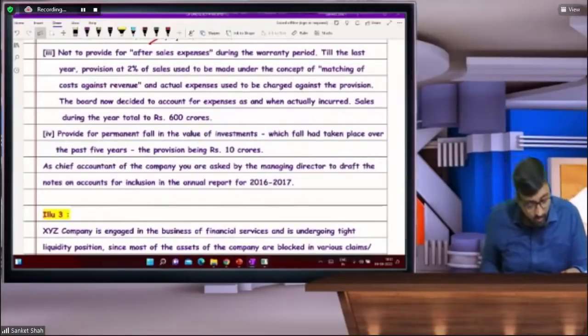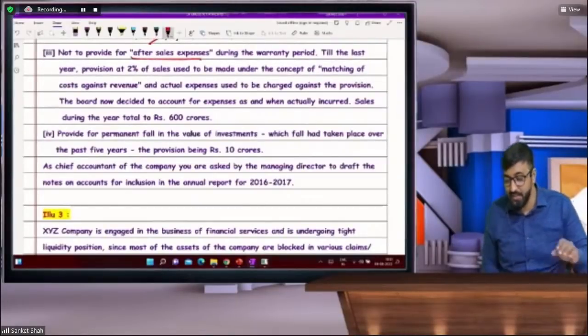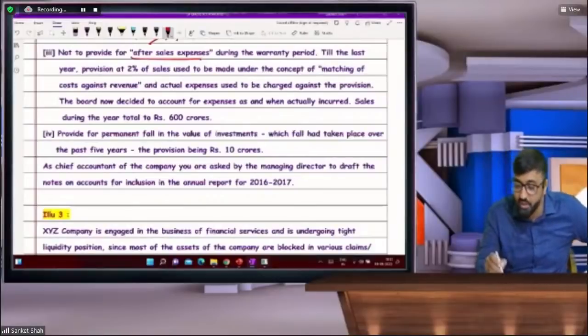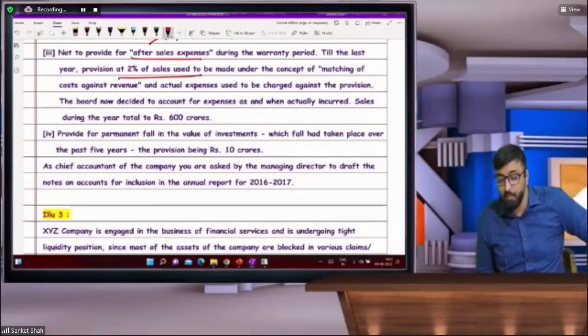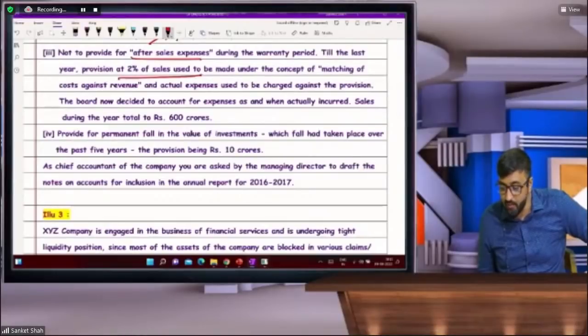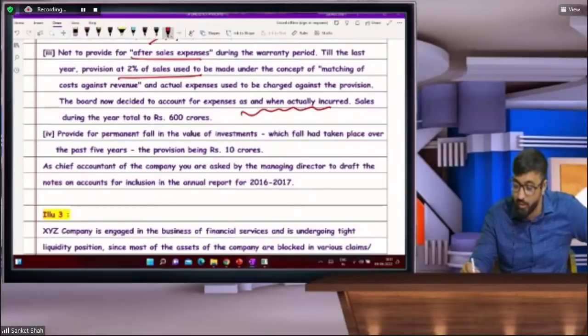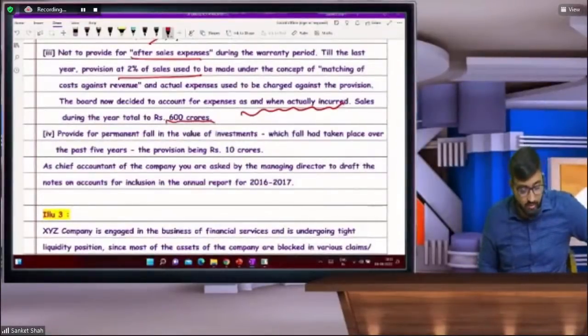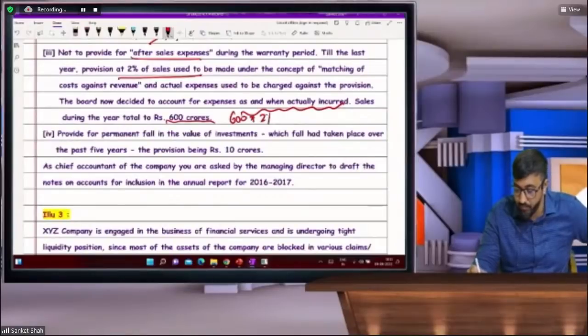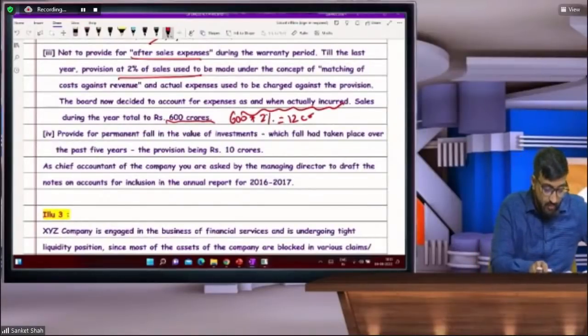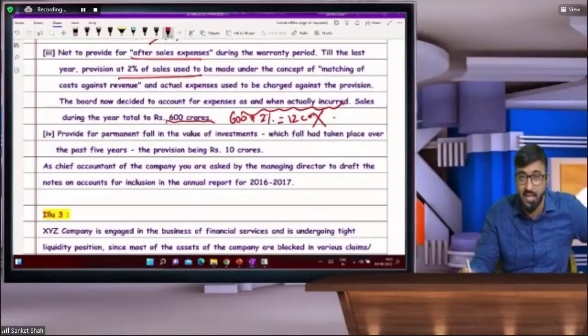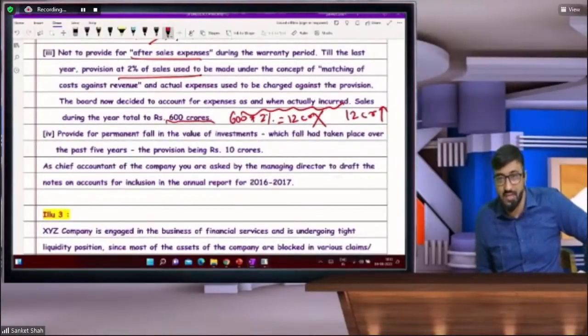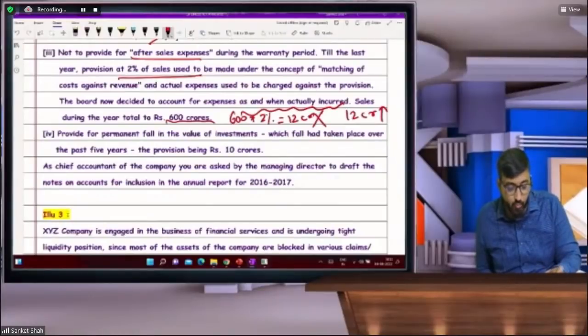Next one. Now, as per new study material, not to provide after-sales expenses during the warranty period. Till last year, a provision of 2% on sales used to be made under the matching concept against revenue, and actual expenses used to be charged against the provision. The board now decided to account for expenses as and when they are actually incurred, and sales during the year is 600 crores. So, 600 crores into 2% is 12 crores. And now you won't provide this 12 crore expense as per the new policy. So your profit will get increased by 12 crores. So the second answer is also increased by 12 crores as per the new policy.